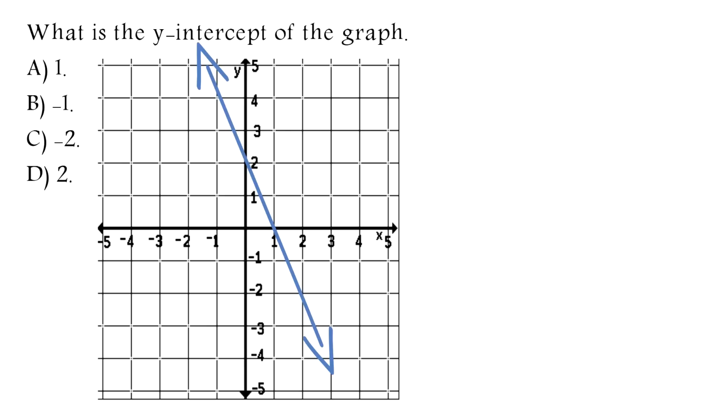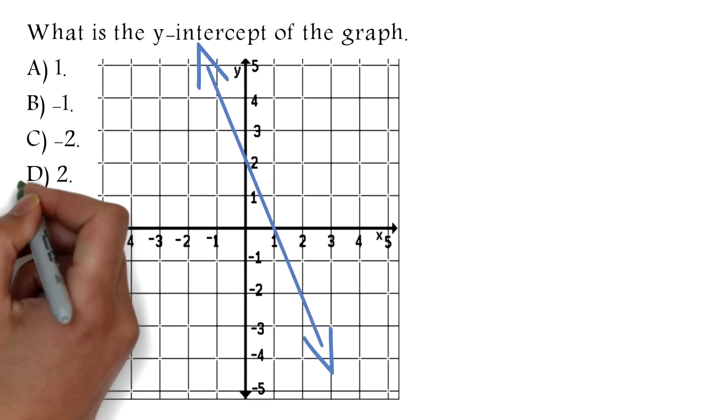What is the y-intercept of the graph? A. 1. B. -1. C. -2. D. 2. The correct answer is D.